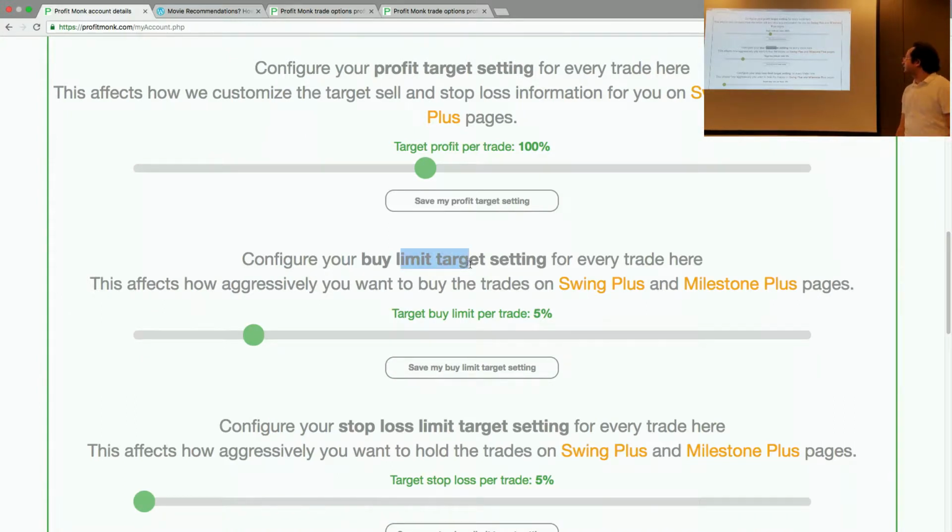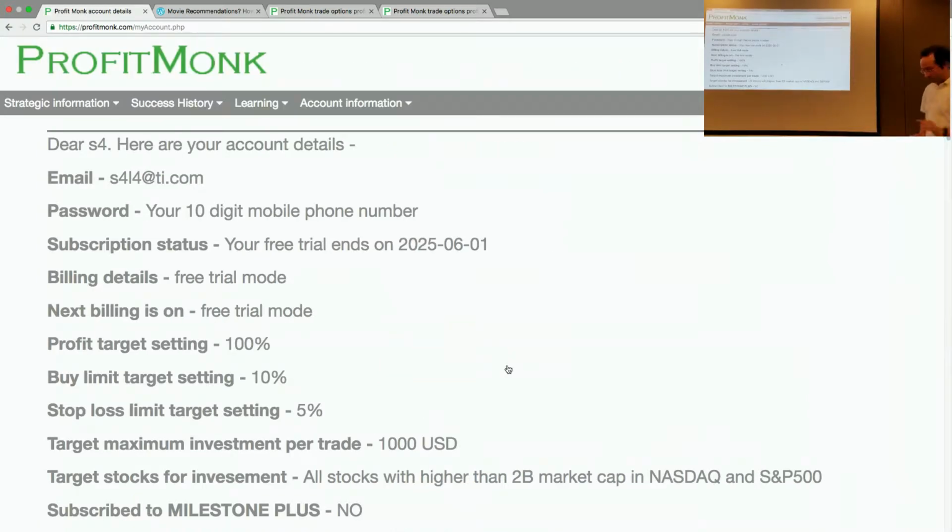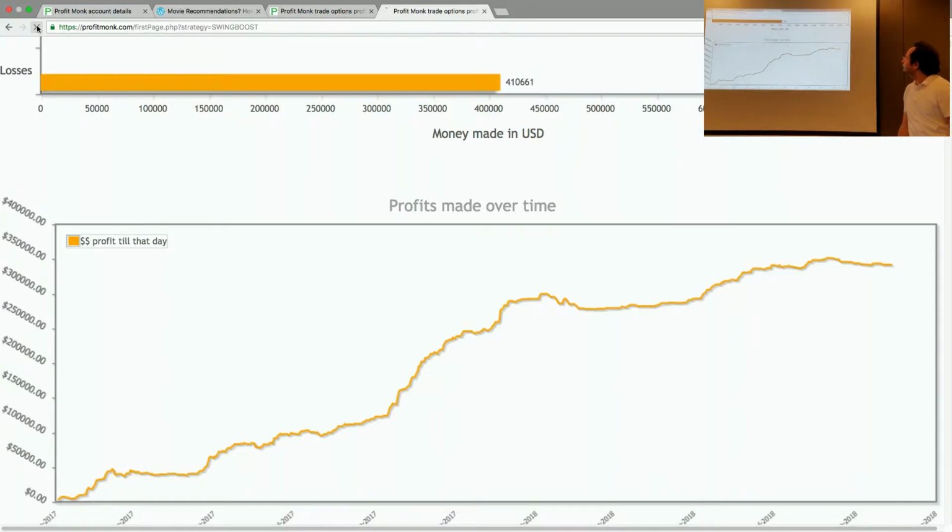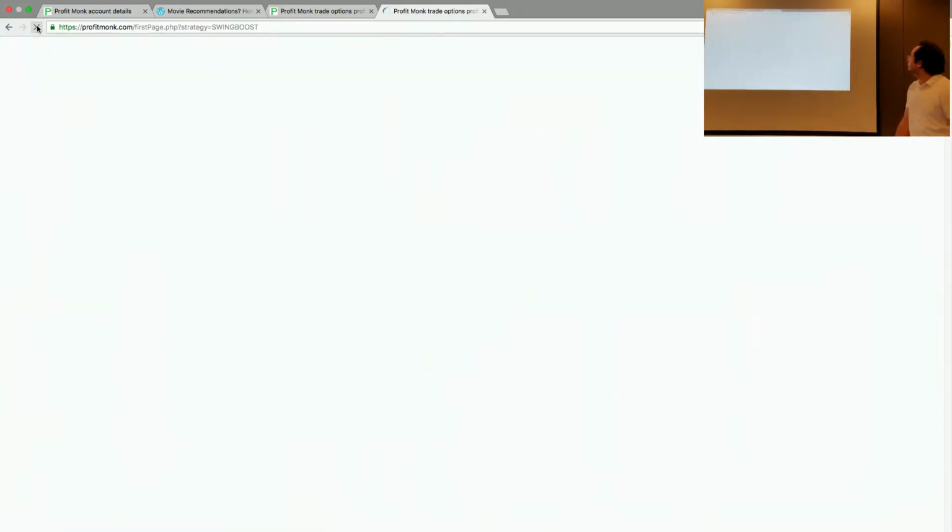Buy limit setting. Okay. So this is again when you log in. I think it's probably here at 4. You can move it to 5 or you can move it to 10. So let's see what happens if you move it to 10. Okay, I moved it to 10, and let's go back to this page and make it bigger, reload this.